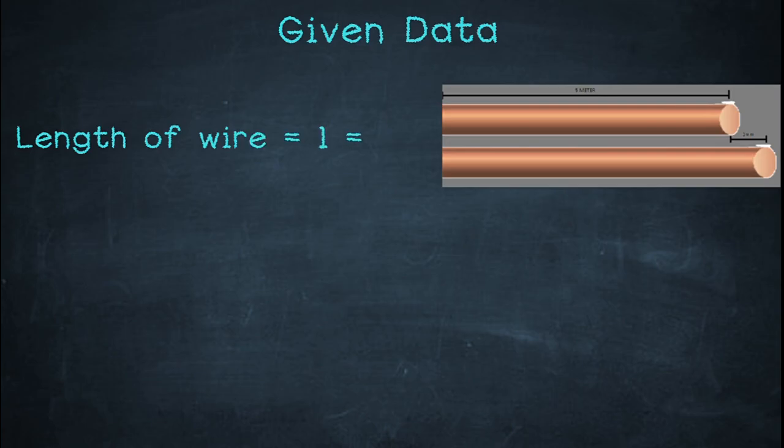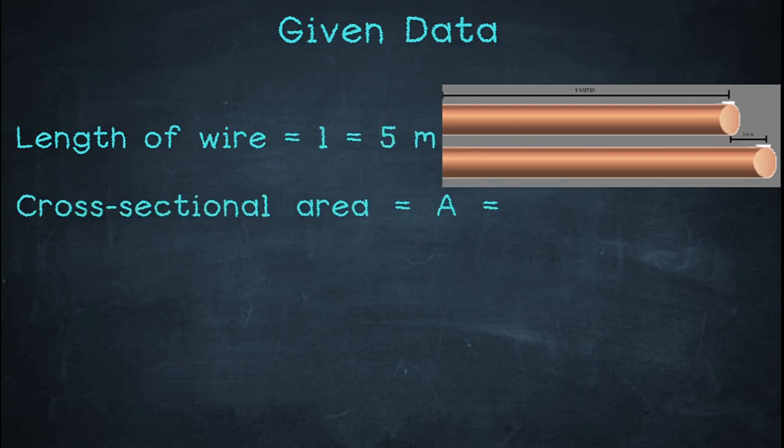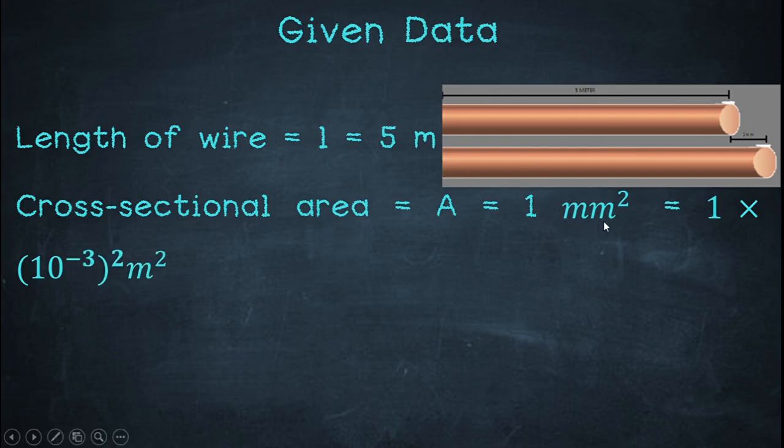According to the given data, the length of wire is 5 meter. Cross-sectional area is given to us. It is 1 millimeter square. But we have to convert this millimeter square into meter square. We know that the value of 1 milli is 10 raised power minus 3, so we have written 10 raised power minus 3 in place of milli. But as you know, there is millimeter square, so we have to not only multiply it with 10 raised power minus 3, but we have to take its square as well in order to convert 1 millimeter square into meter square.